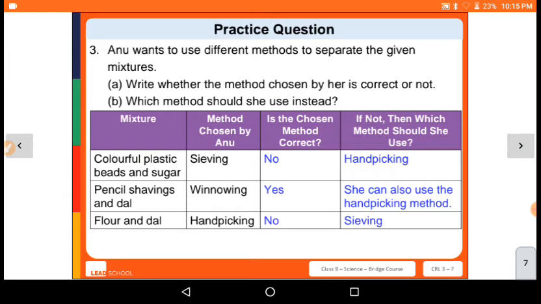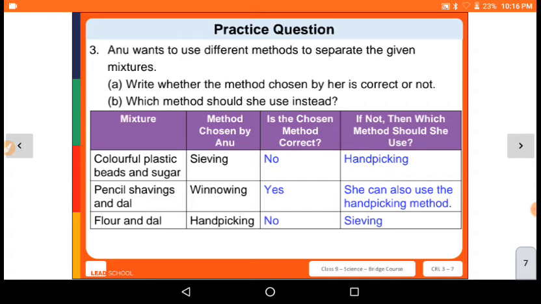Then pencil shavings and dal. Winnowing, yes, because she could also use the hand-picking method, but in winnowing, when we do this method, pencil shavings will fly off with the wind.